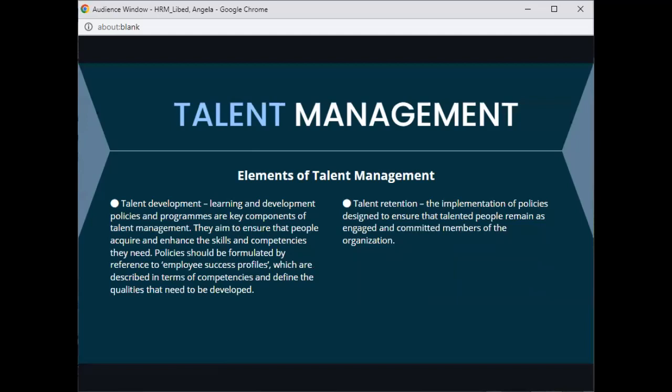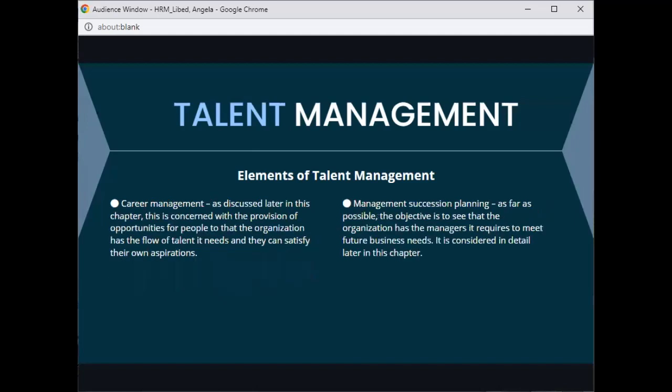Next is the talent development. Learning and development policies and programs are the key components of talent management. They aim to ensure that the people acquire and enhance the skills and competencies they need. Policies should be formulated by reference to employee success profiles, which are described in terms of competencies and define the qualities that need to be developed. Then also talent retention. The implementation of policies is designed to ensure that the talented people remain as engaged and committed members of the organization.